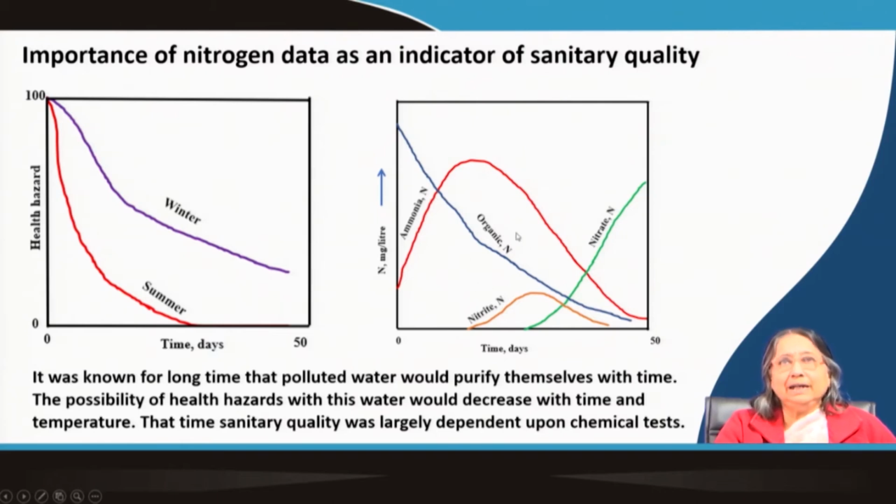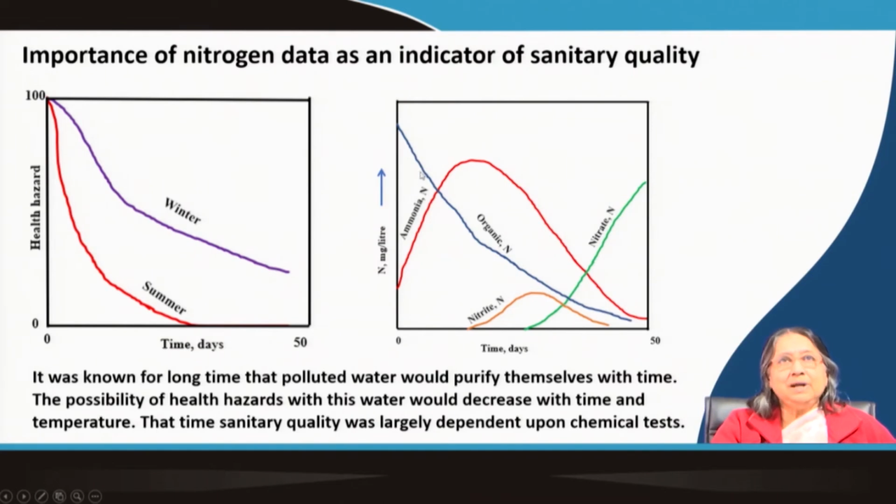If you measure the organic nitrogen, then you will see that with time, this is the time, organic nitrogen concentration is decreasing. This is the nitrogen in milligram per liter. And you will see that ammonia nitrogen, the concentration is increasing, it will go to a peak value, and then it will again decrease. Now, in between you will see that nitrite nitrogen is increasing, and then finally it is decreasing, and nitrate nitrogen is increasing with time. Now, why it is so?